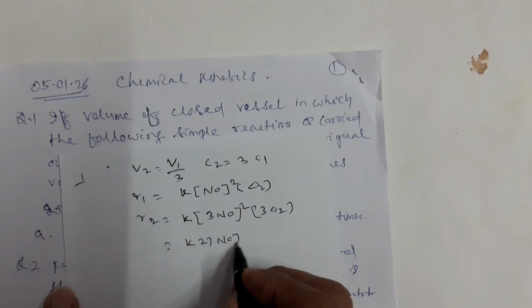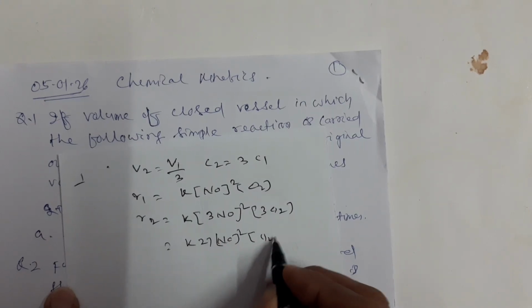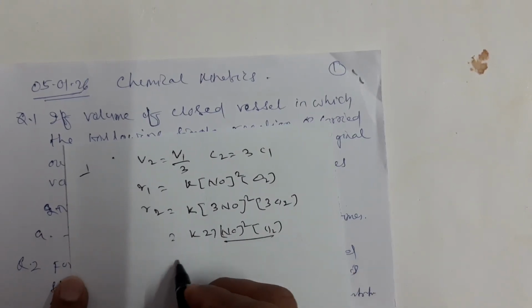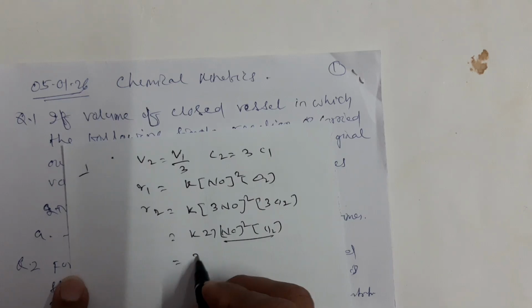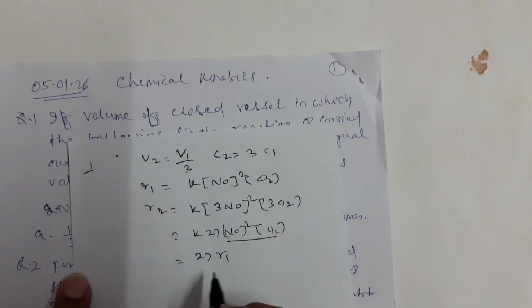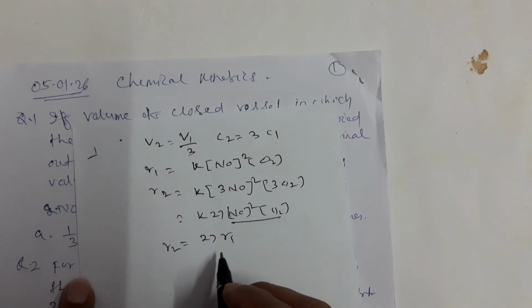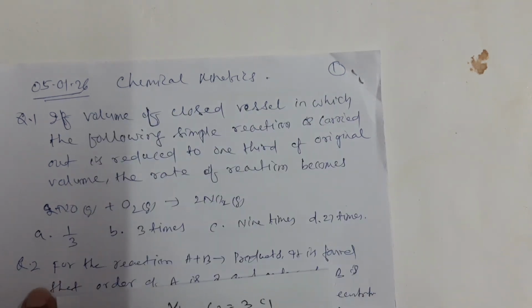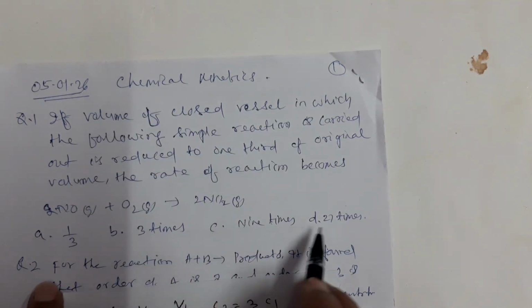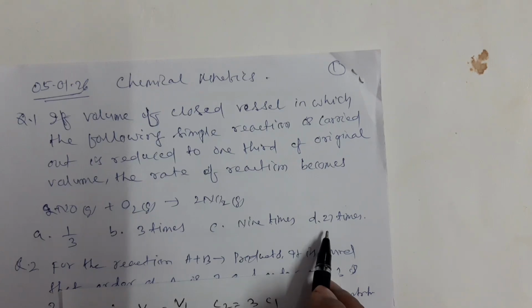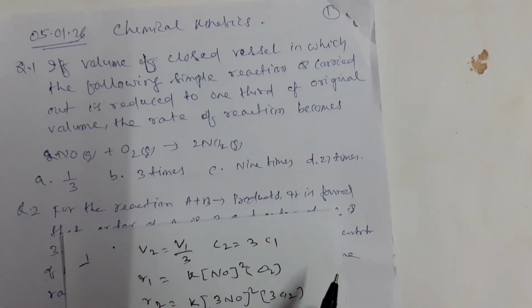and it is 3[O2]. So you will get K·27[NO]²[O2]. So this is R1, so R2 is equal to 27 R1. So the rate is increased 27 times. So choice D is the answer.